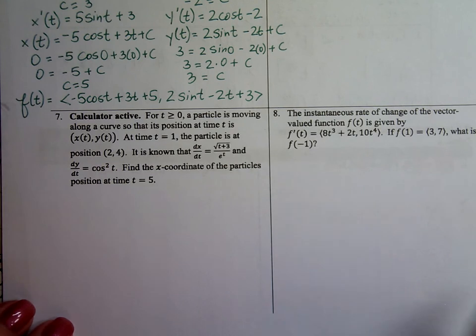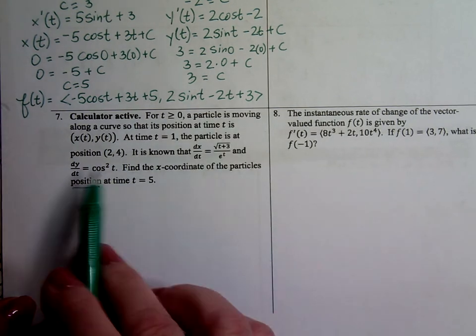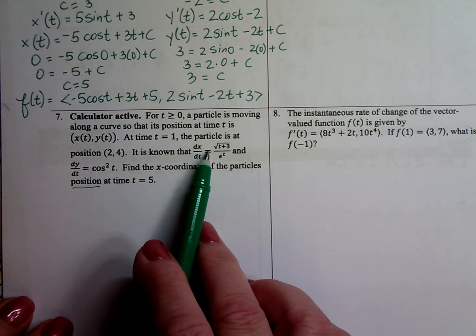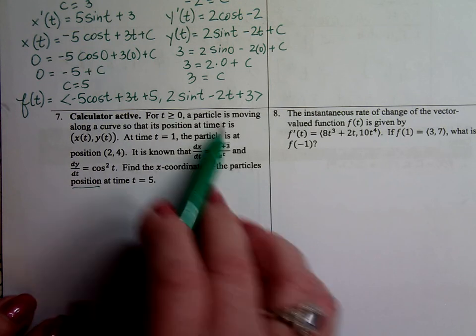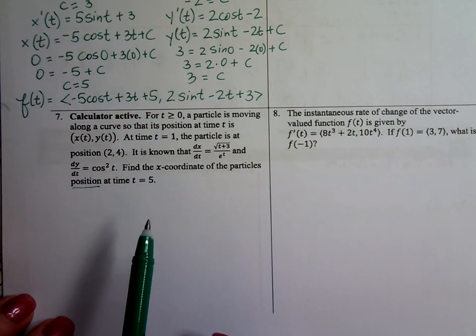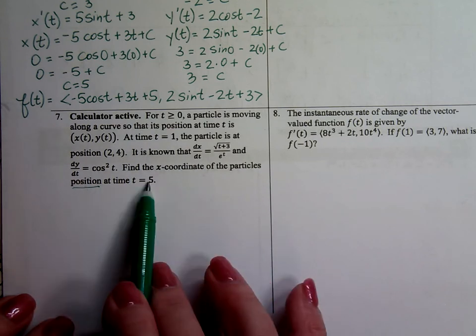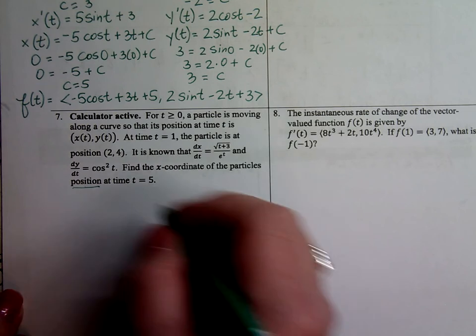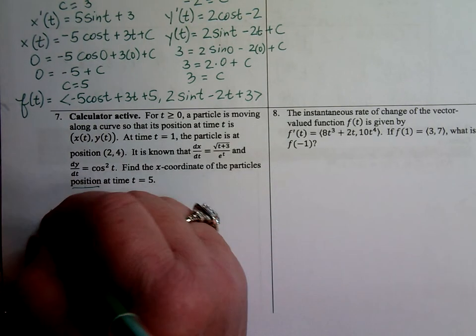Now position, and you're looking at, what are they giving you? They're giving you the derivative. So there's a whole lot of verbiage going on here. Don't get too crazy in it. You want the position at time t equals 5. In other words, you want the x coordinate of it. You want to know x of 5.